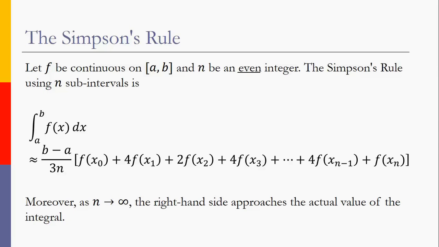Notice the pattern for the points in the middle is 4, 2, 4, 2, 4, 2. Because n is an even integer, we will always end at 4. So we add all the way to 4 times f of x sub n minus 1 plus f of x sub n. Again, as n goes to infinity, the right hand side approaches the actual value of the integral. Let's take a look at an example of how to use Simpson's rule to approximate the same integral that we have done before with n equals 4.